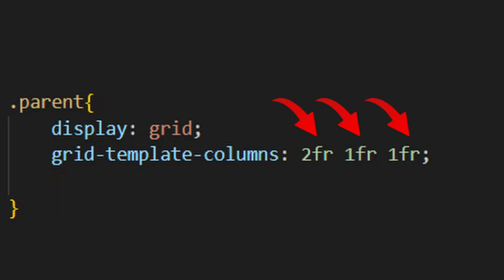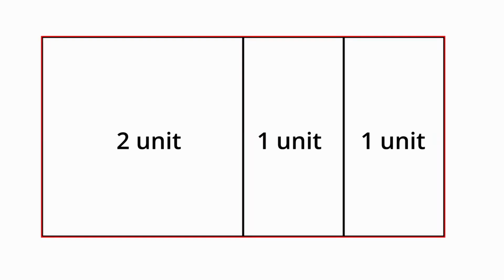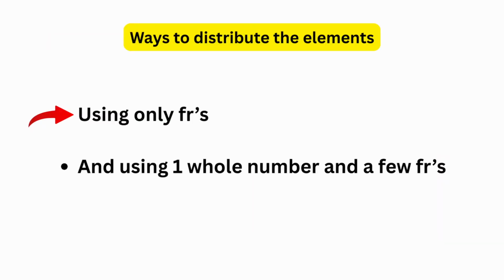So, here's the answer. There are 3 FRs, meaning there are 3 total parts. The value of the first FR is 2, which means it occupies 2 units. The value of the rest of the FRs is 1, which occupies 1 unit each. In total, there are 4 units. The result will then look something like this. So, this is using only FRs as a unit.